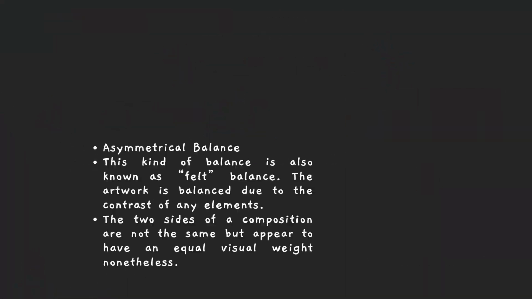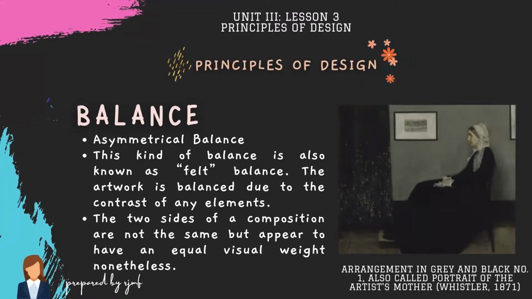Asymmetrical balance. This kind of balance is also known as felt balance. The artwork is balanced due to the contrast of elements. The two sides of a composition are not the same but appear to have an equal visual weight nonetheless. Arrangement in Gray and Black No. 1 by James Abbott McNeill Whistler is a famous example of an artwork that portrays asymmetrical balance. Observe the image in front. He balances the heavy figure on the right with a dark curtain on the left.